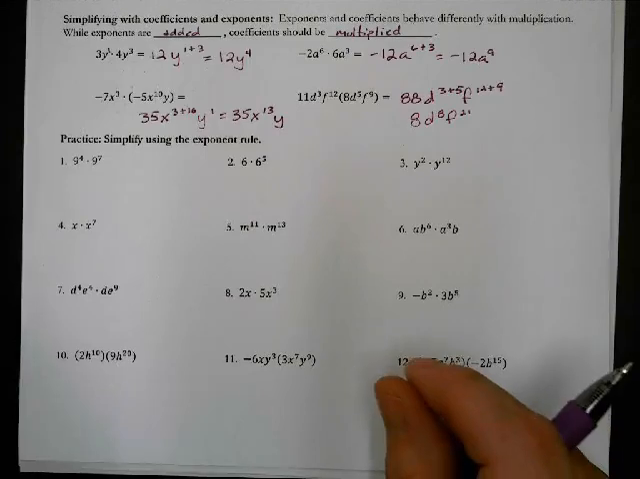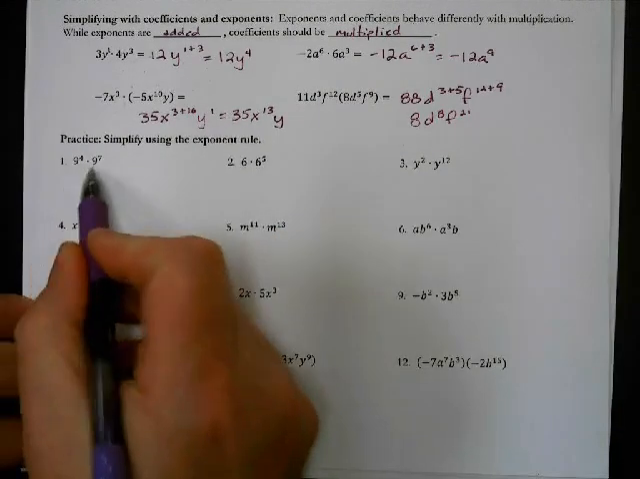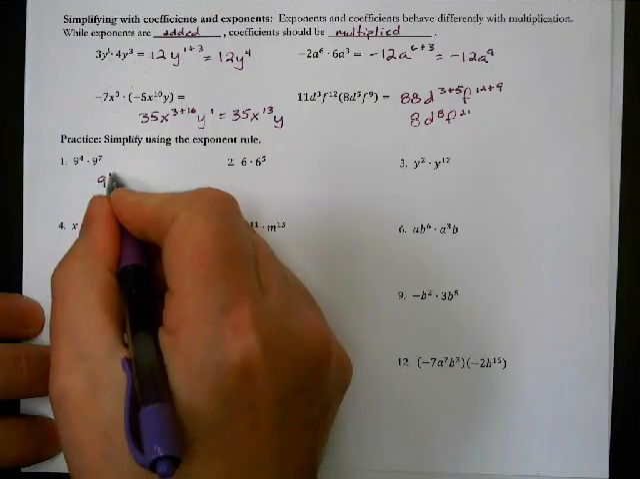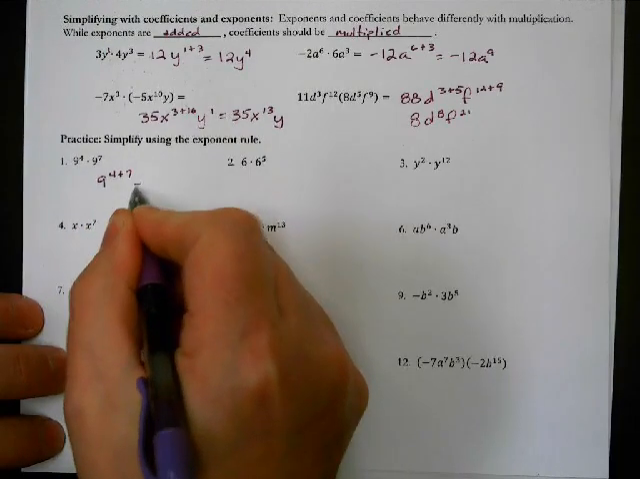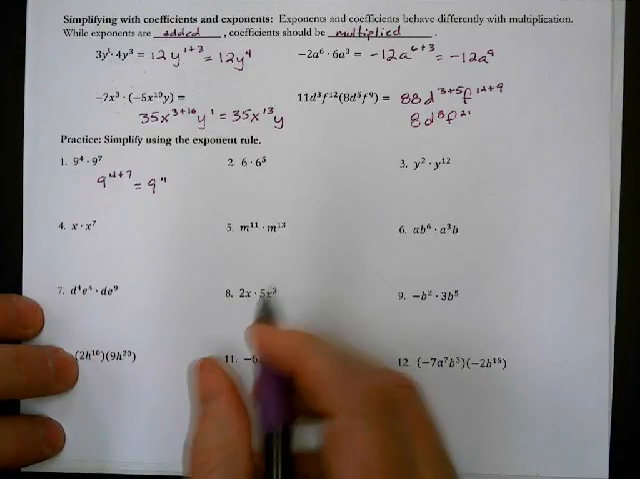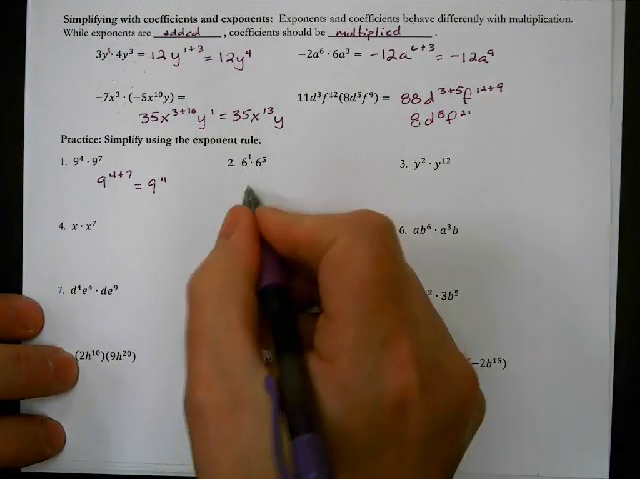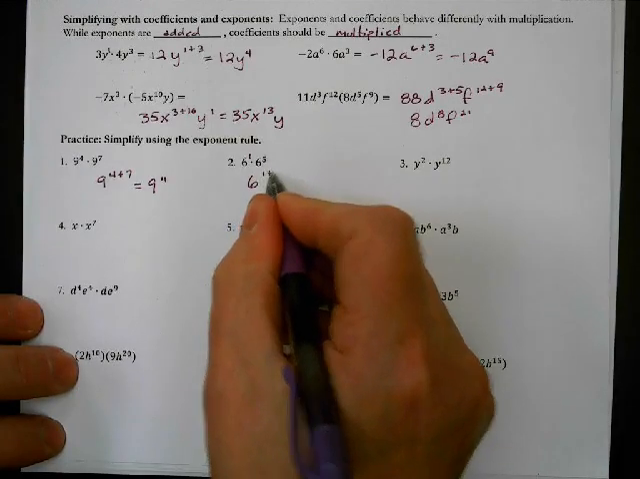All right, so on this one, my base is 9, and I add the exponents. 9 to the 4 plus 7. That would be 9 to the 11th power. This one, my base is 6. This is 6 to the first, so this would be 6 to the 1 plus 5. 6 to the 6th.